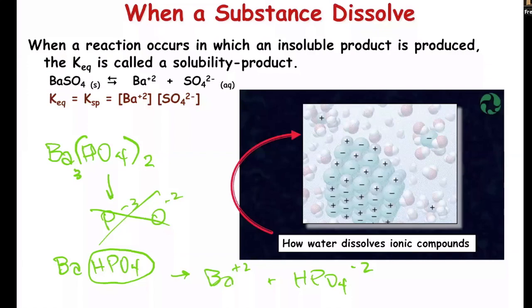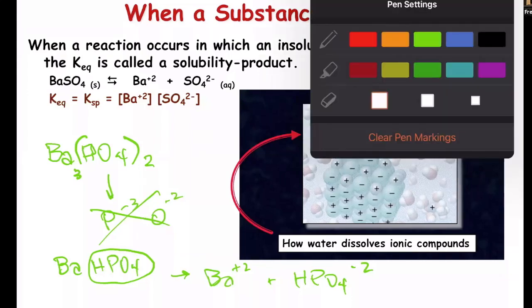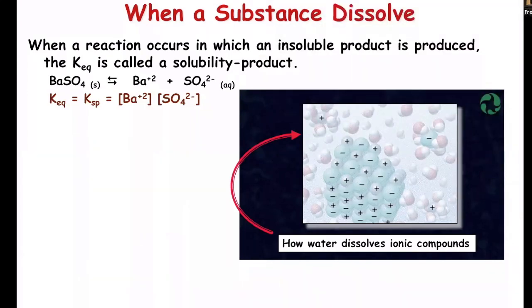Let me clear this real quick. So when this ionic substance dissolves, then the reaction is barium sulfate goes to barium plus sulfate ions.